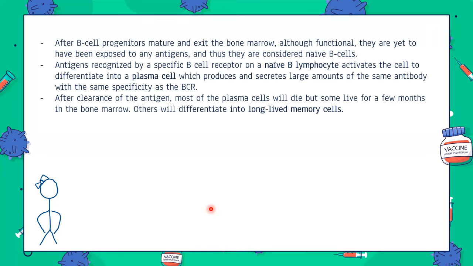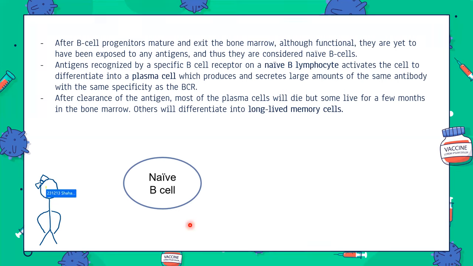So a B cell gets out of the bone marrow. Does it immediately recognize every possible antigen? Of course not. It does have an antibody, but that antibody is not specific whatsoever because it has never been exposed to an antigen. It doesn't really know what it's looking for. That's like me telling you, go fetch me that thing. You have no idea what you're actually looking for, but you're trying your absolute best to find it for me. So antigens recognized by a specific B cell receptor on a naive B lymphocyte activate the cells to differentiate into a plasma cell. Now, what does that look like?